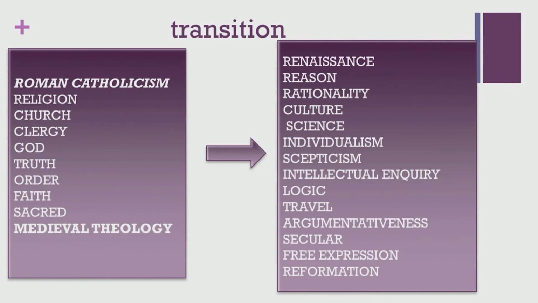We begin to see that in the earlier period, during the Middle Ages and even in the early Tudor period, the entire socio-political world of Britain was being framed within the ideals of Roman Catholicism and of medieval theology. So, whether it is the church or the ideas of faith, order, truth, God, the sacred, the notions of society and morality, all of these were framed within how the church envisioned these ideals to be.